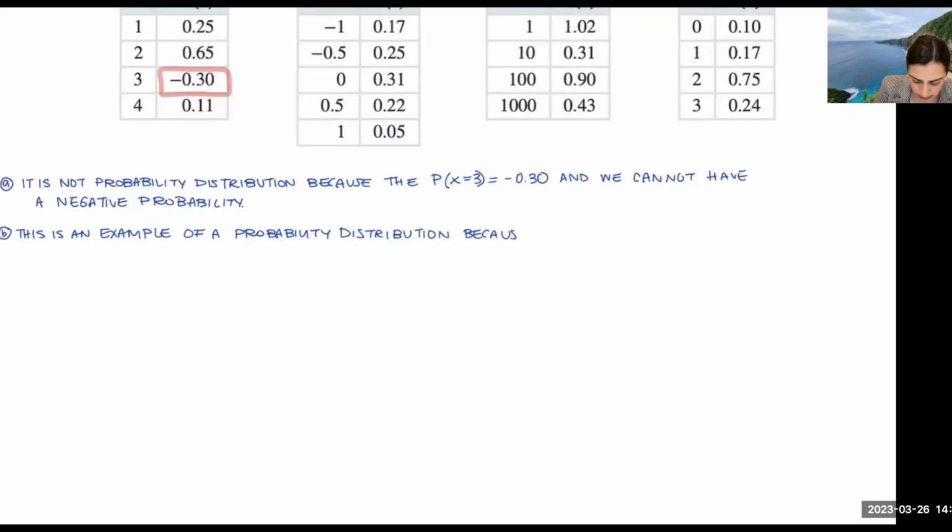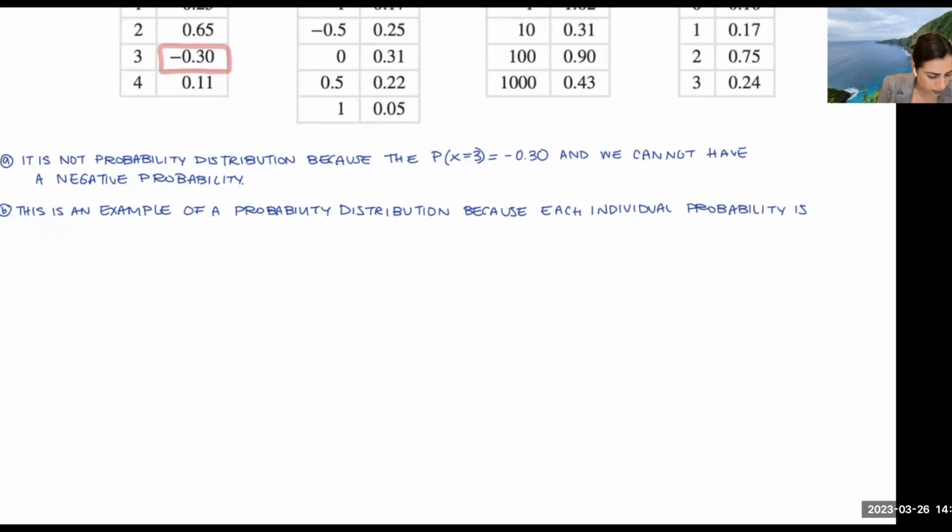because each individual probability is between 0 and 1 inclusively, and the sum of all probabilities sums up to 1.